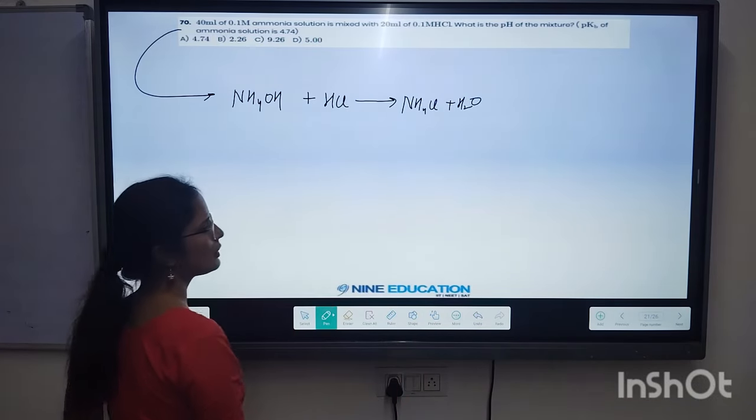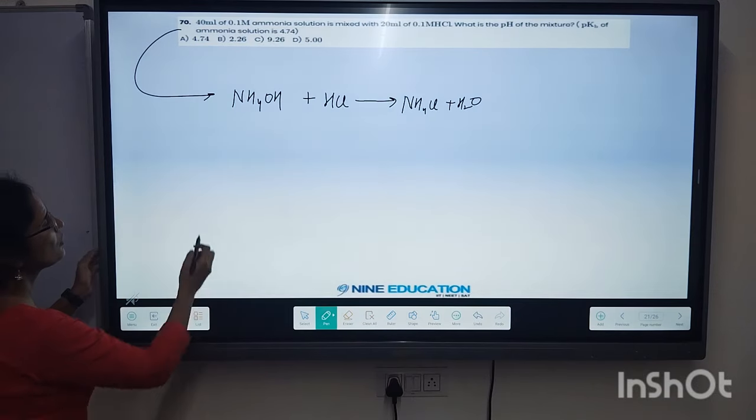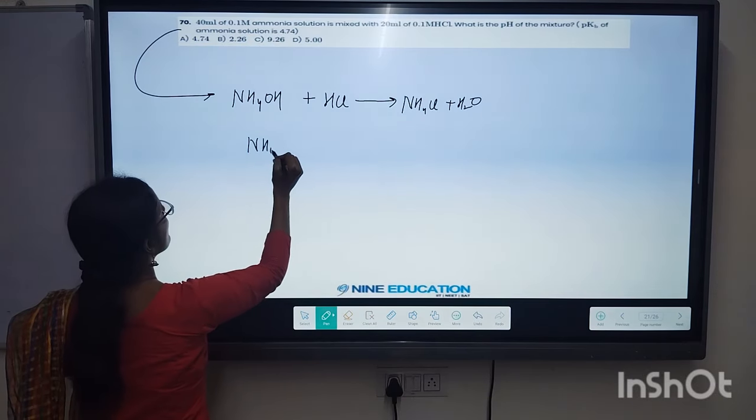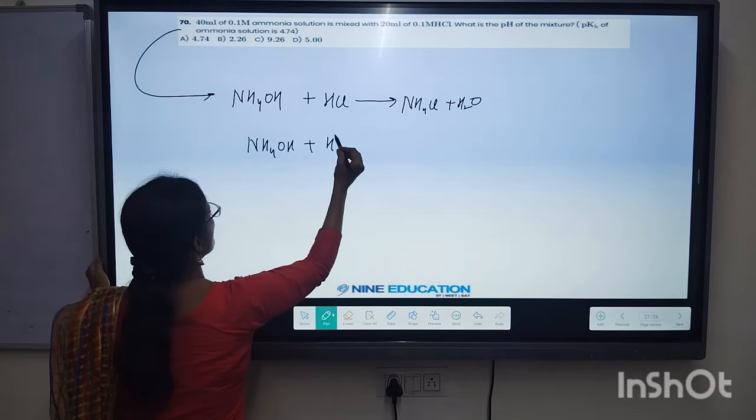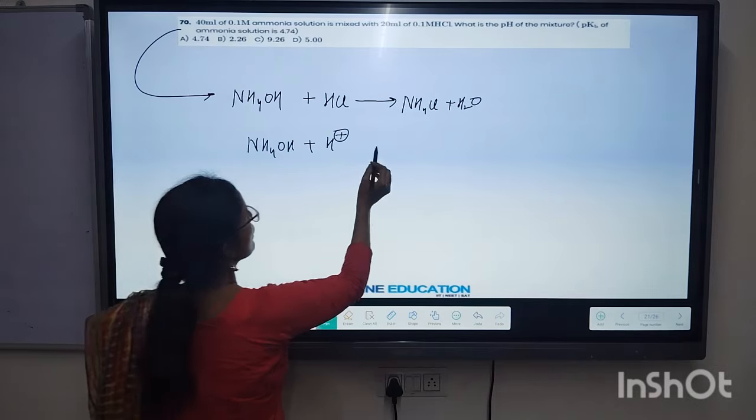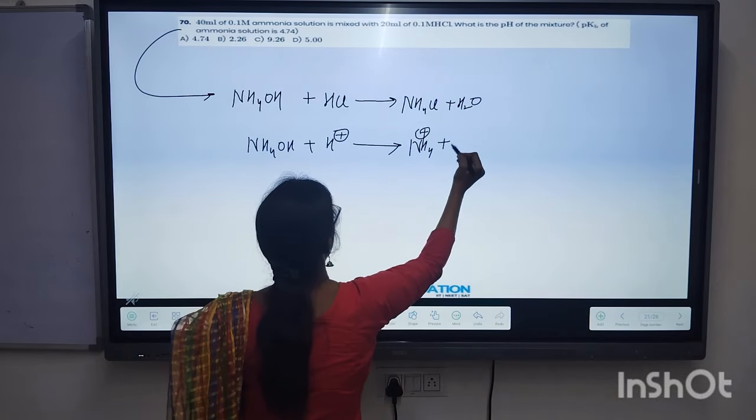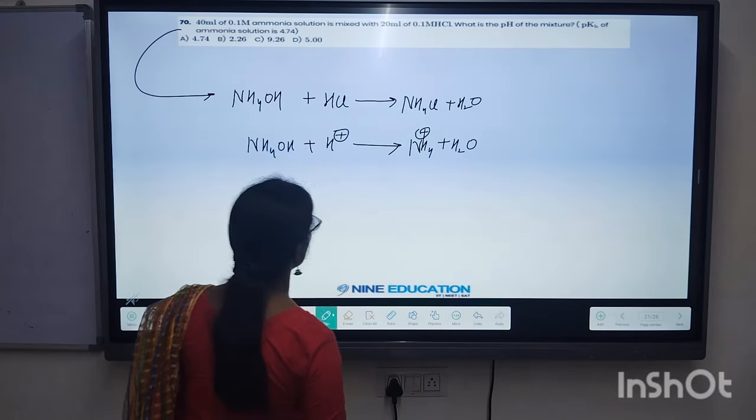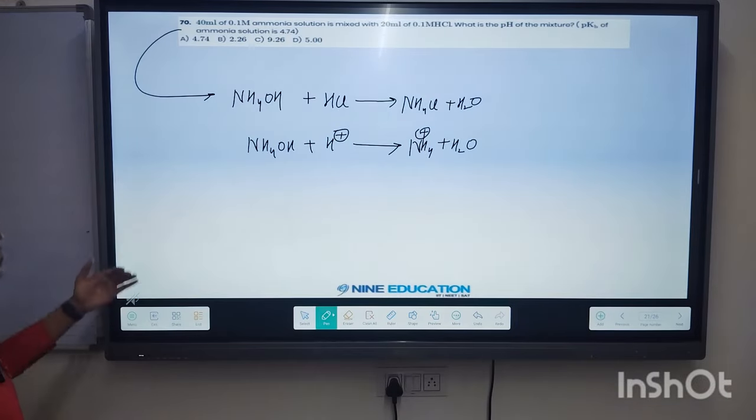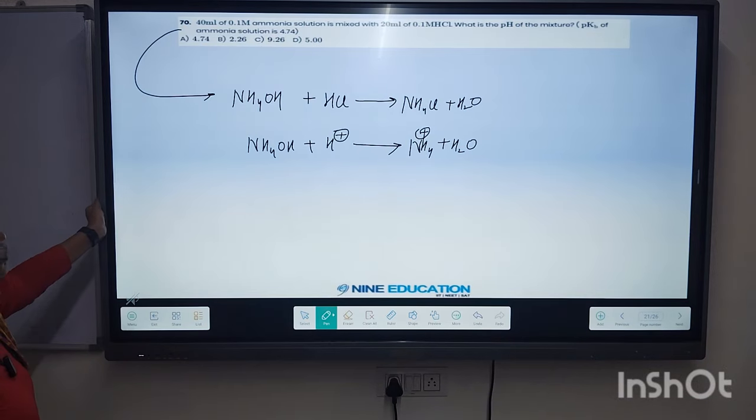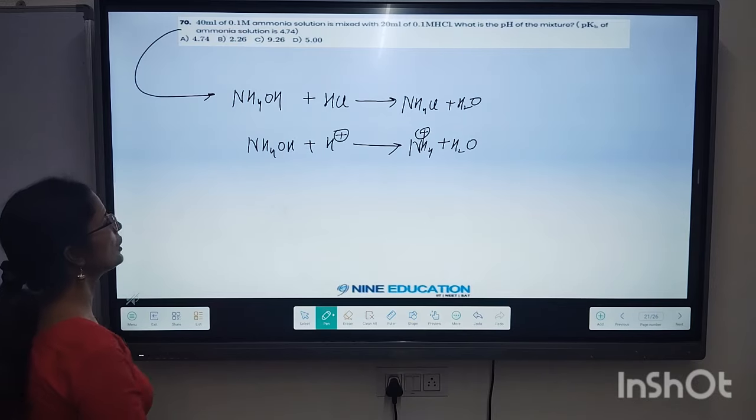So as we know that Cl minus is just a spectator ion, so we'll be having NH4OH plus H plus. It will be giving us NH4 positive and water. Coming to the understanding of the nature of the solution, we should see the amount which is provided. 40 ml of 0.1 molar, so 1 by 10 means 4 millimoles. Now you must be understanding how I am saying 4 millimoles.